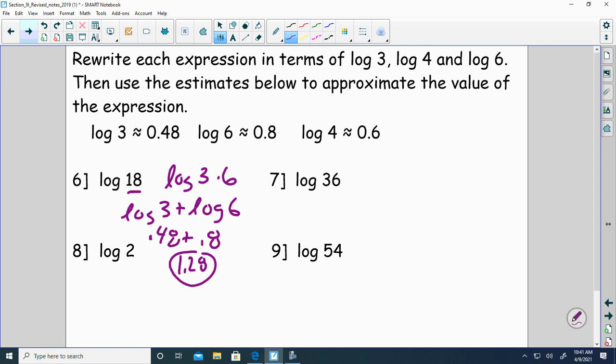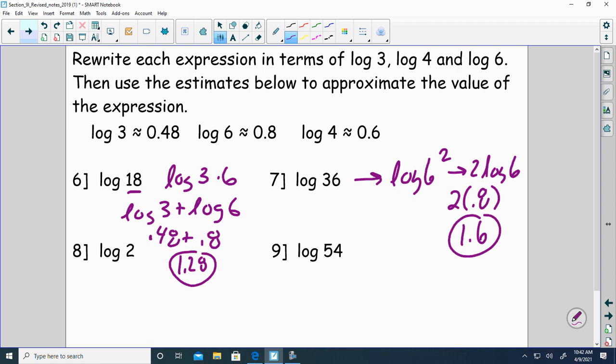Okay, let's see. Number 7, I want to break 36 down in terms of 3, 6, and 4. Now, a totally legal thing to do is you recognize 6 squared is the same thing as 36. Agreed? So this is the same thing as log of 6 squared, which is 2 log 6. And we know from above that log 6 is equal to 0.8. So I'm going to go 2 times 0.8, and that's going to give me 1.6. See, I can do some arithmetic in my head.